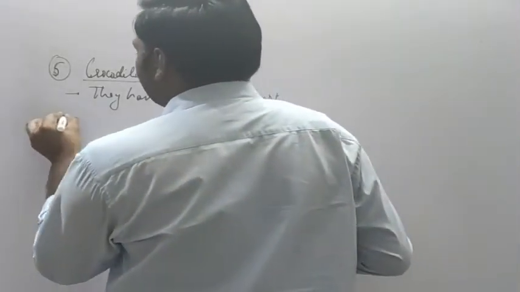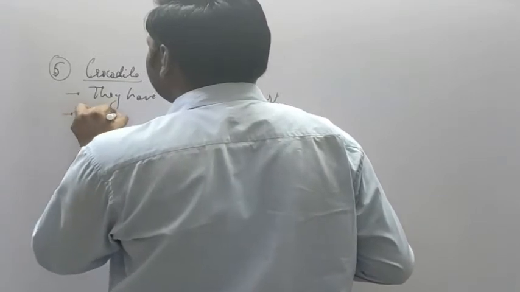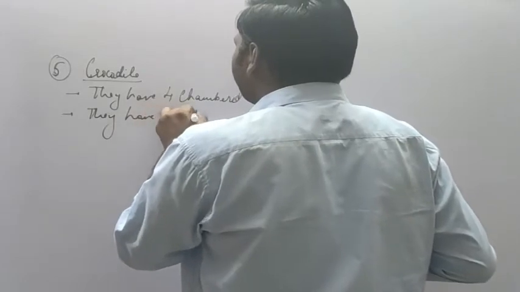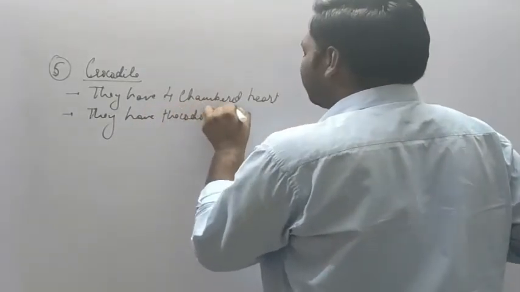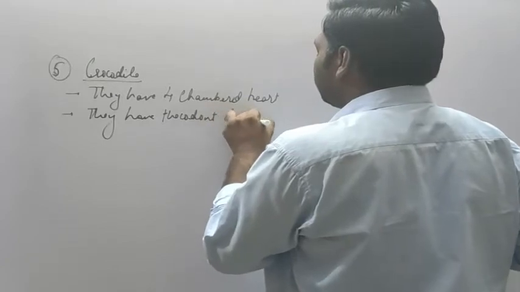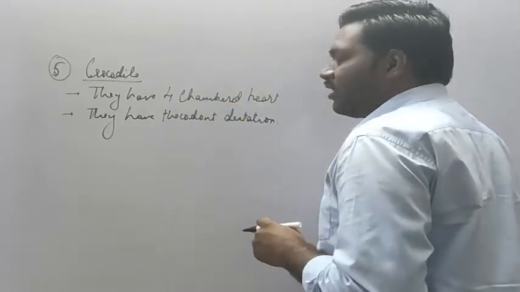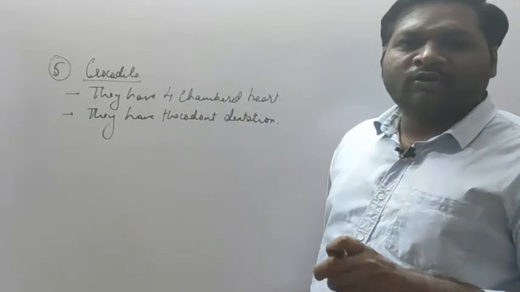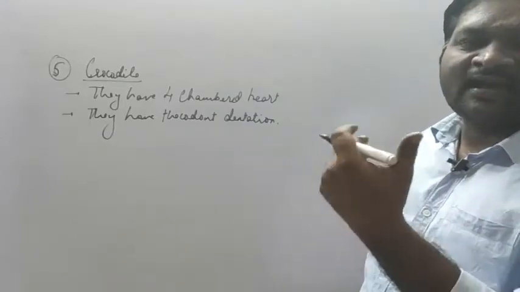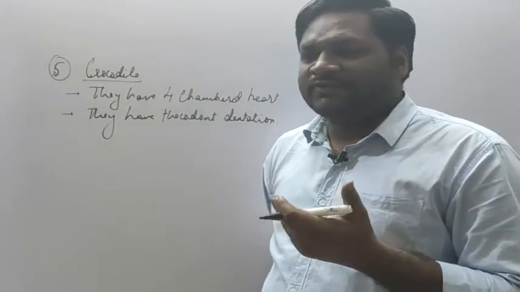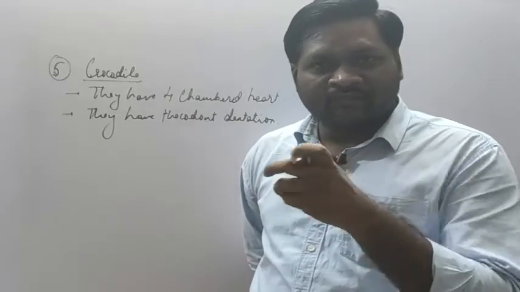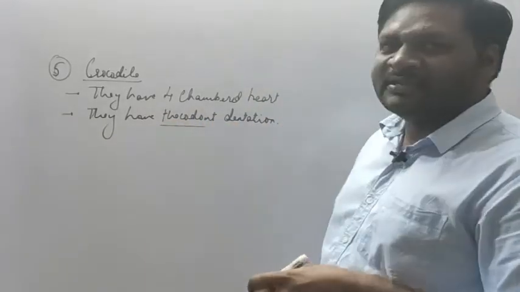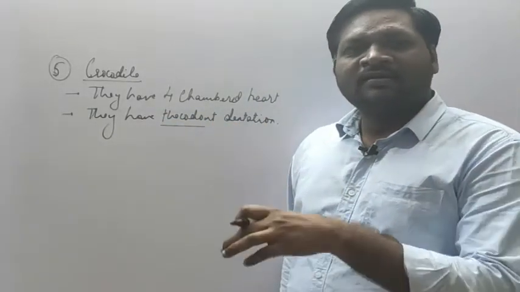Then next, they have thecodont dentation. Thecodont dentation means what? The teeth are fixed within the jaw socket. They are not loosely or superficially arranged, as we have seen in other reptiles. They show the acrodont type of adjustment in the jaw socket, but here we have the thecodont type of adjustment. That means the teeth are fixedly placed in the jaw socket.